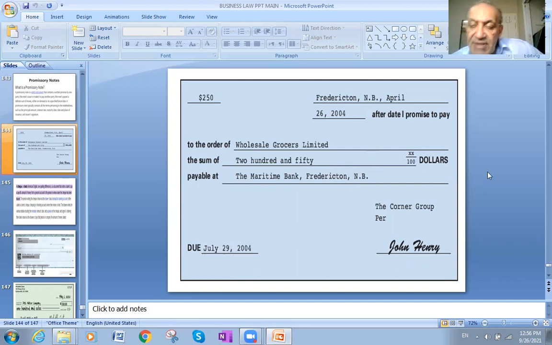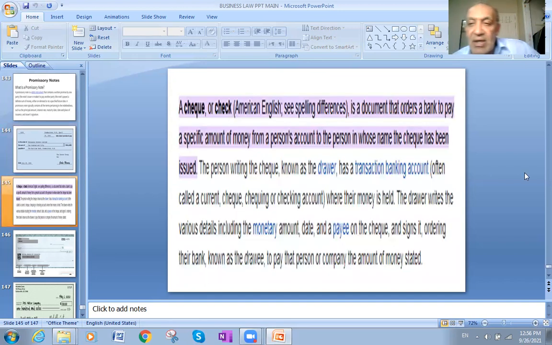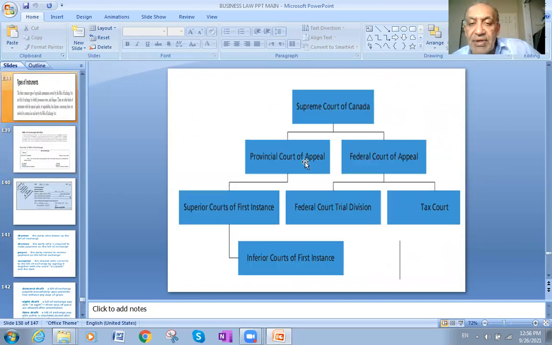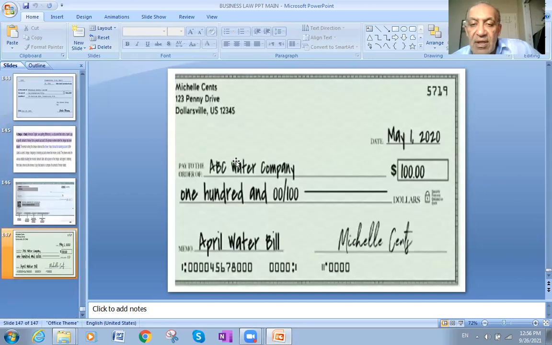This is a kind of promise to pay. For that reason they call it the promissory note. And we talked here already about the cheques. So we covered here the three topics.